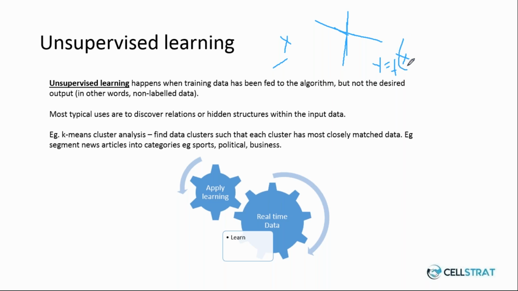Why? Because there is no y available to begin with. So this process doesn't work. That was supervised learning. But I can still do something called unsupervised learning. I can do something with x. So let's say I'm given some data samples, x only, no y.